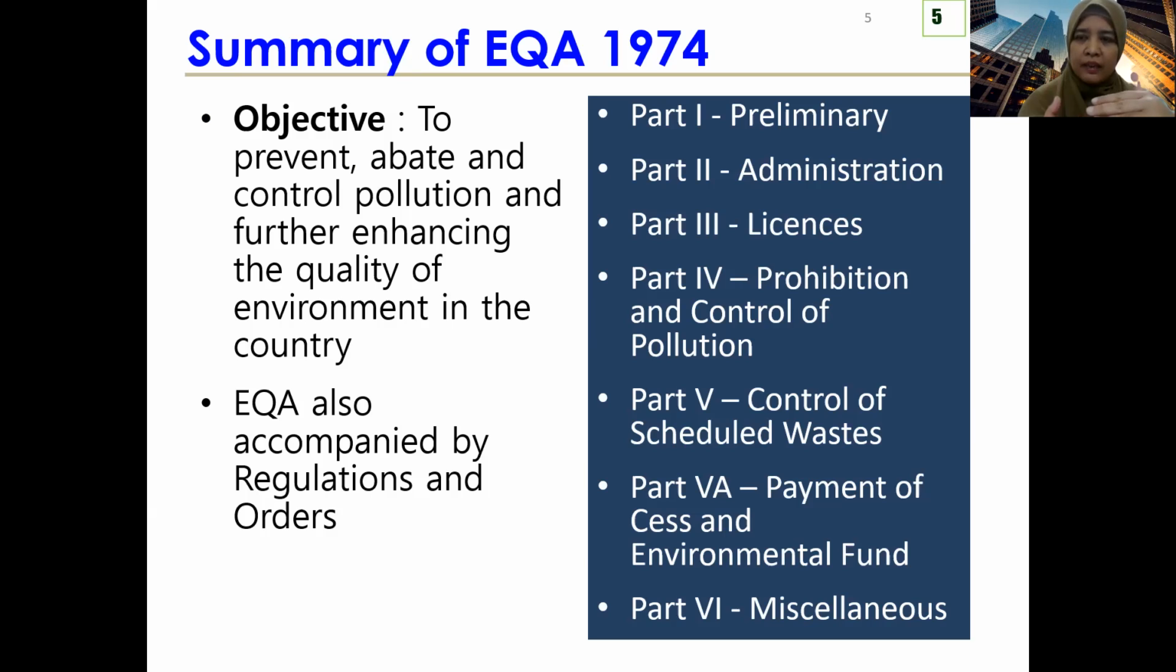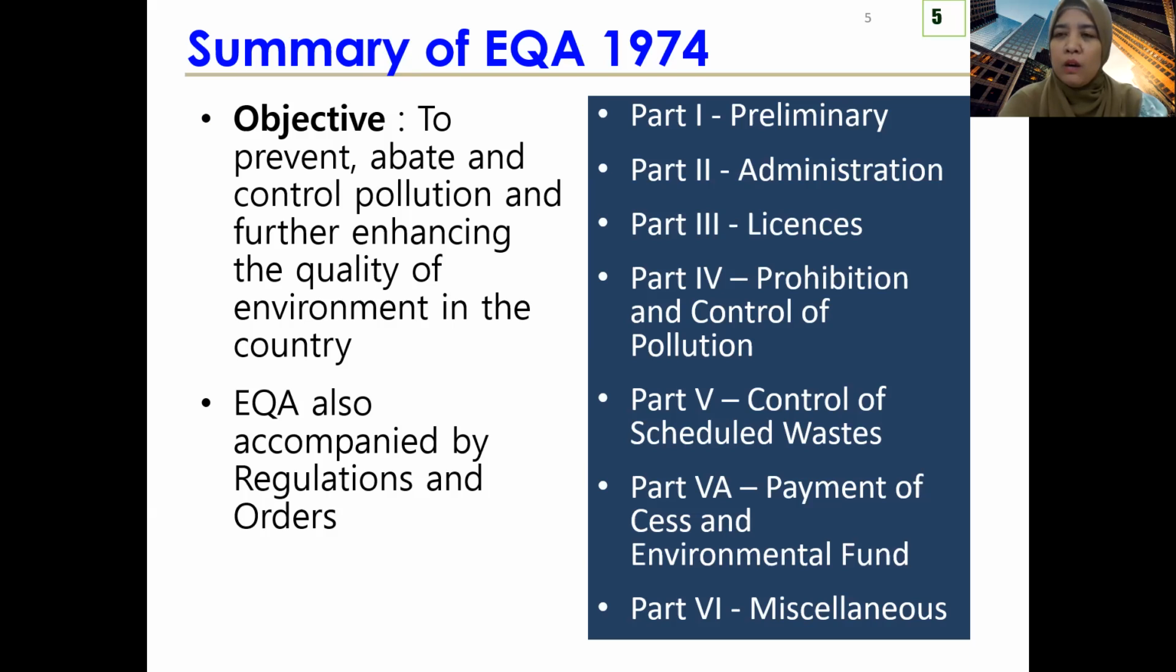At the end or at the back of the main act, you have regulations and also you have orders. So in the context of our course, we are going to discuss the 1987 order, which is the EIA order. Now, the right-hand side, the contents of EQA 1974, it can be divided into 4, 5, 6, 7 parts. You see that part 6, but we have part 5A, yeah? So it means we have 7 parts, okay?